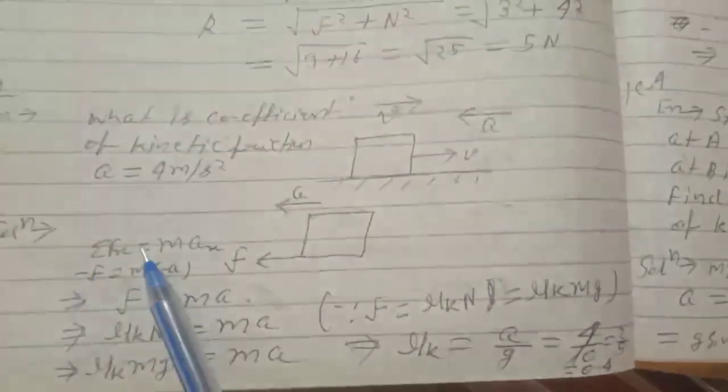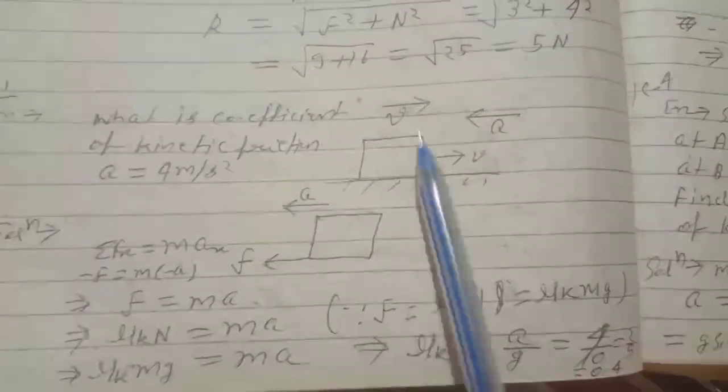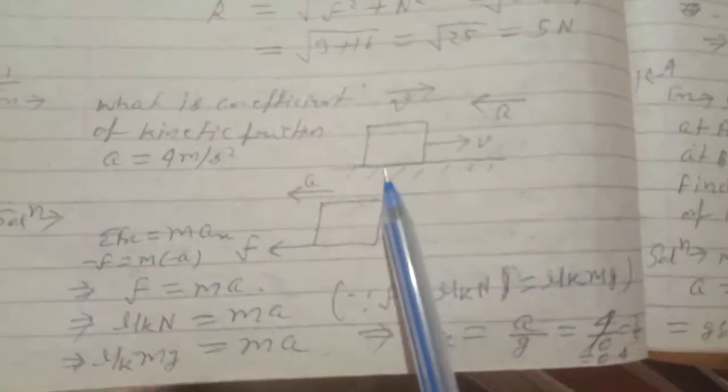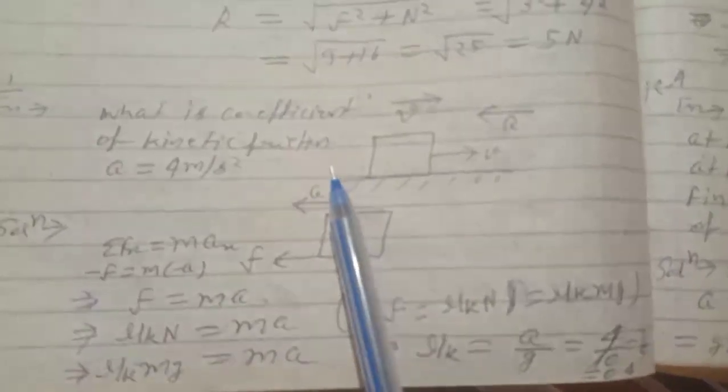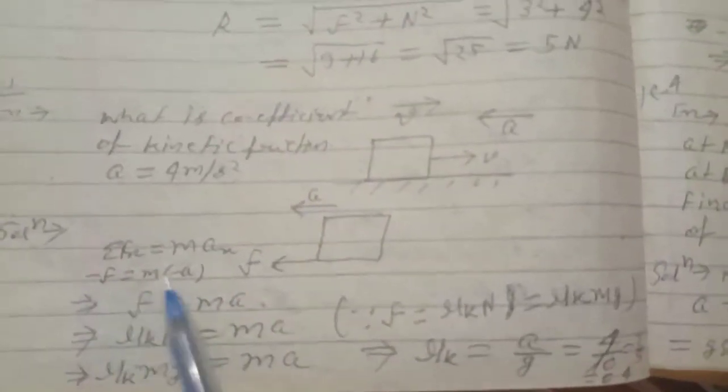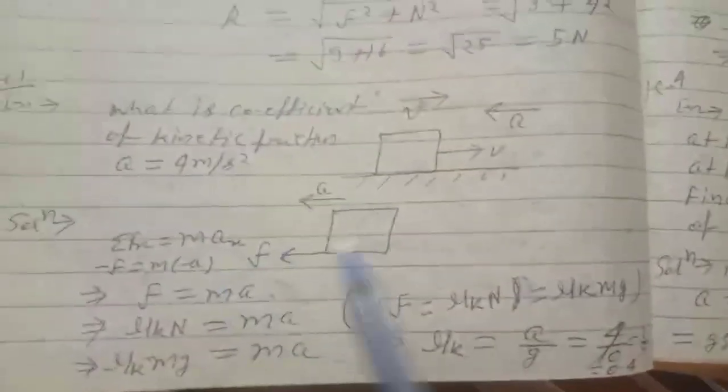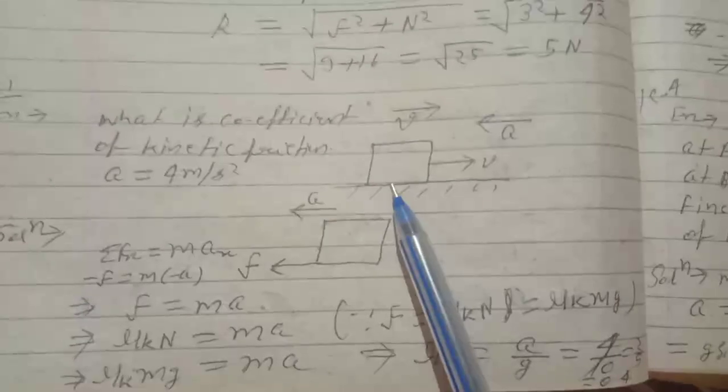Now sigma Fx. If we draw the free body diagram, then only the friction force will be acting on this body. So sigma Fx equal to ma into x, or minus f equal to m into minus a, or f equal to ma. Now because the body is in motion, kinetic friction will be acting.